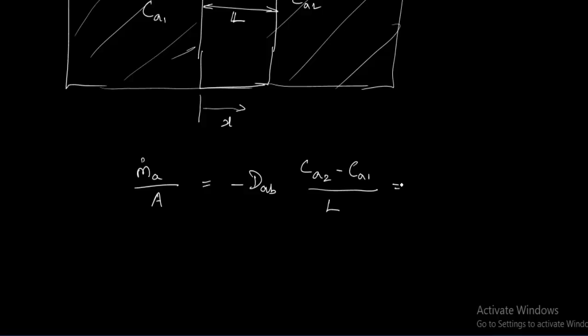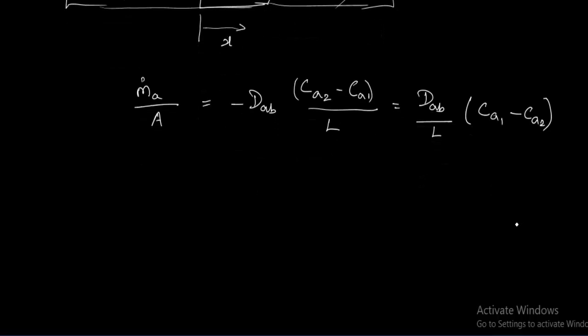The same formula can be rewritten by bringing this minus here. So DAB divided by L into Ca1 minus Ca2, as this minus and this minus become plus. So both these formulas you can use. These formulas are available in the data book itself, right? After page number 175 in the HMT data book, for mass transfer, for steady state diffusion through plane membrane, this formula will be given, right?